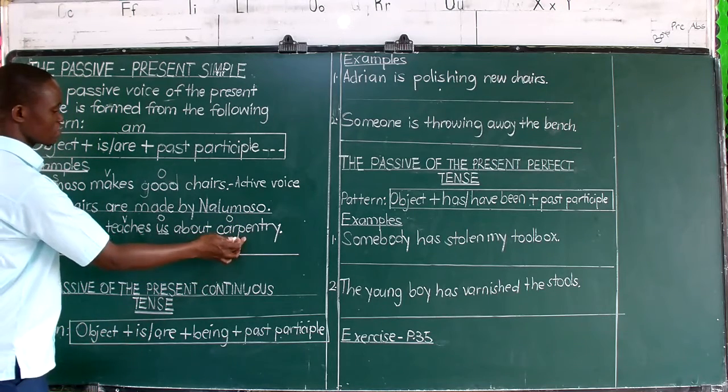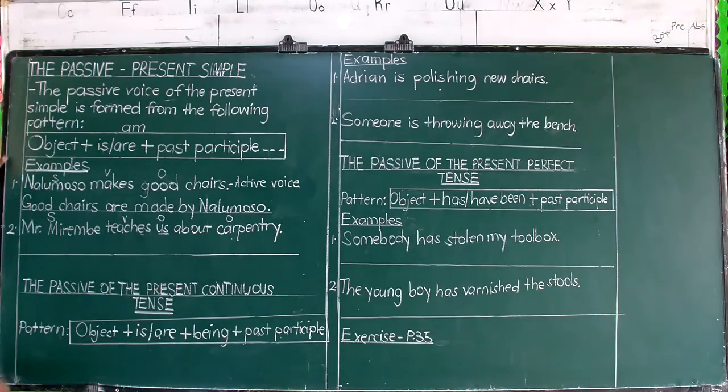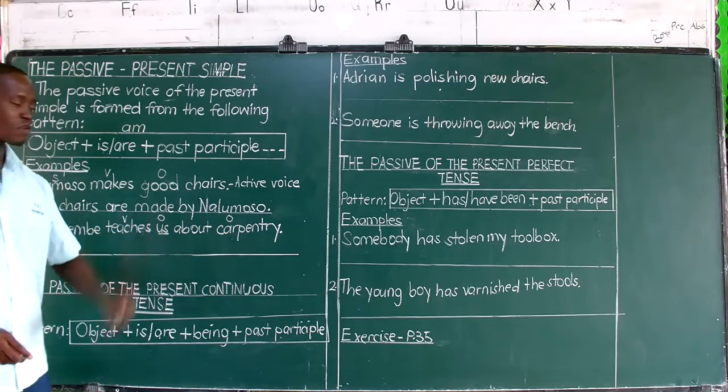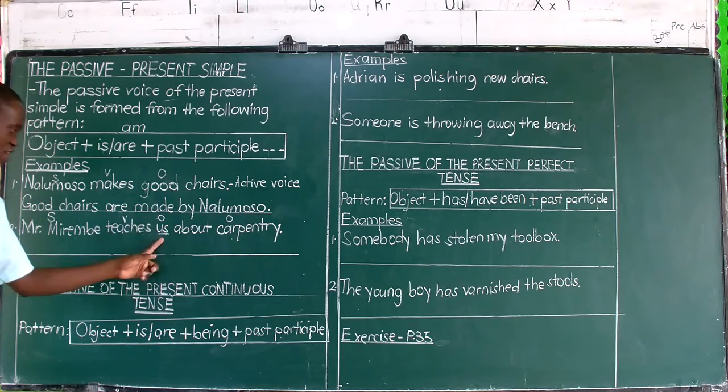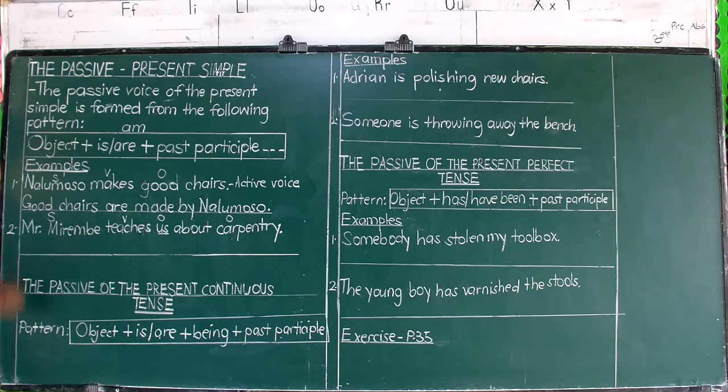But this is an indirect object because it is far from the verb. The direct object is that object which comes immediately after the main verb in a sentence. So we have: Mr. Mirembe teaches us about carpentry. If you want to fail, you will begin with the indirect object. If you want to pass, you will obviously begin with the direct object. So our direct object is "us." Can "us" begin a sentence? Not in English. So we change it to the subjective form, which is "we."